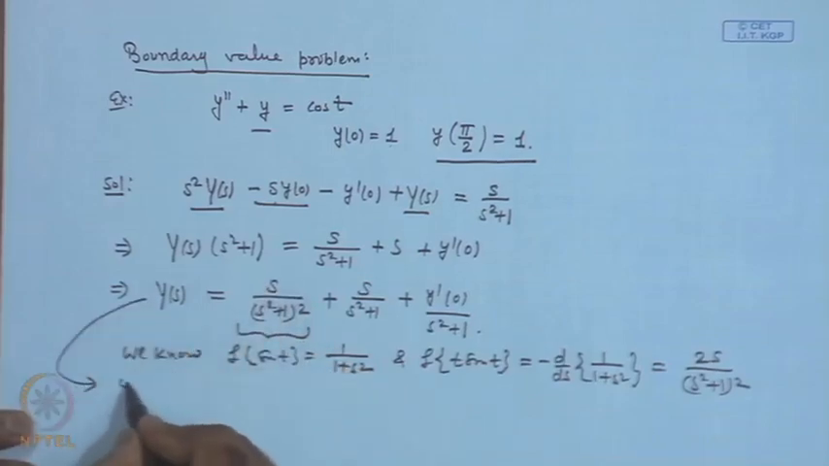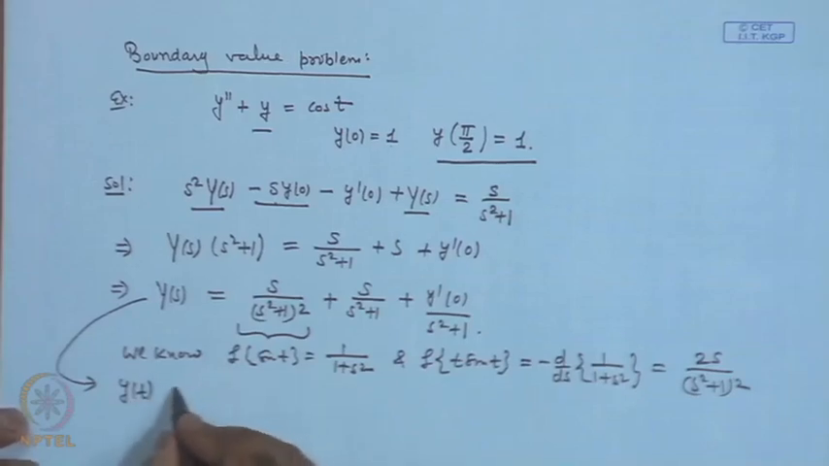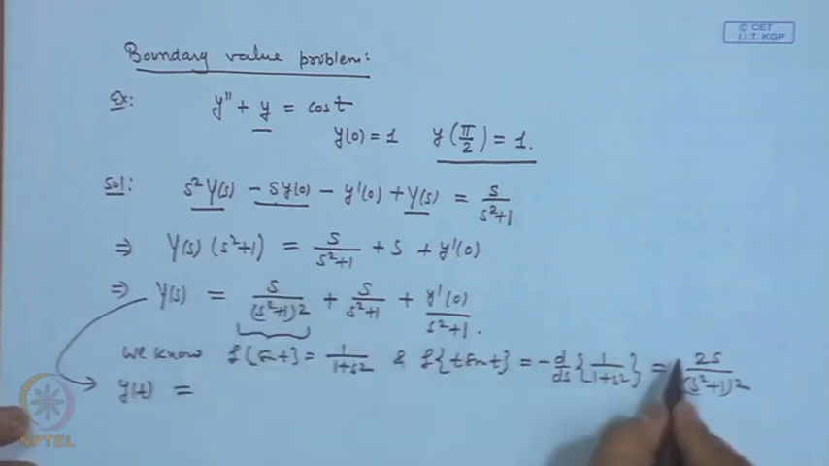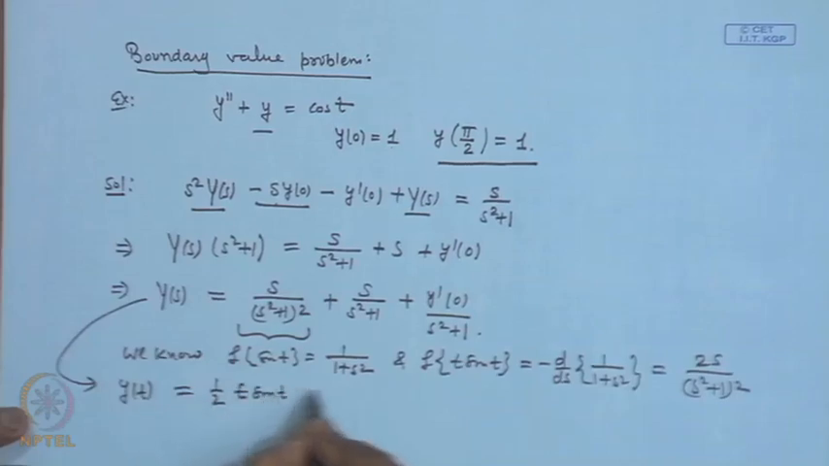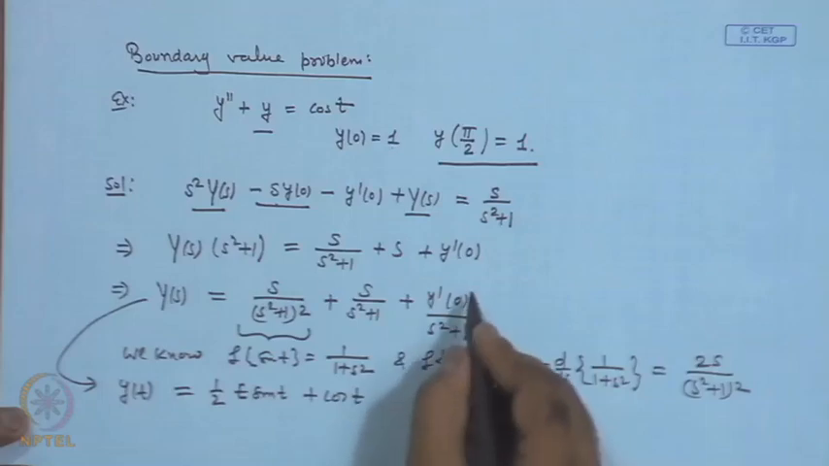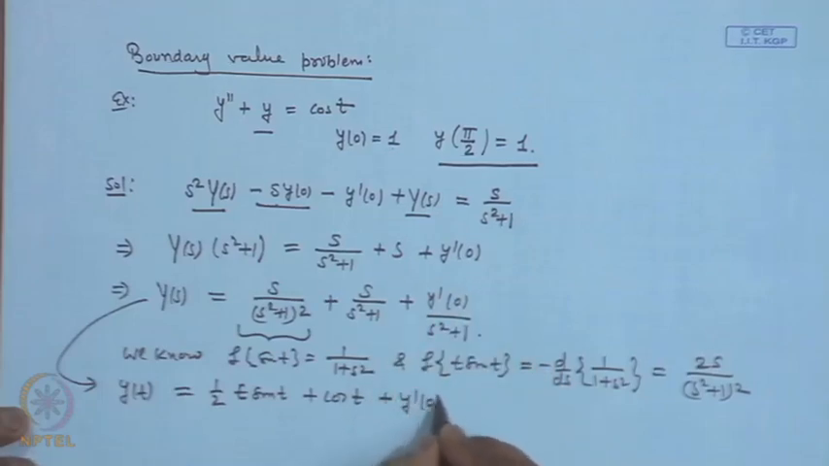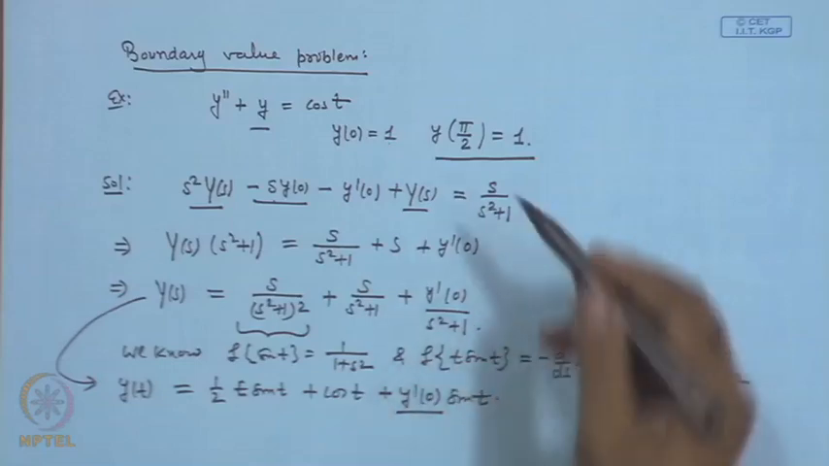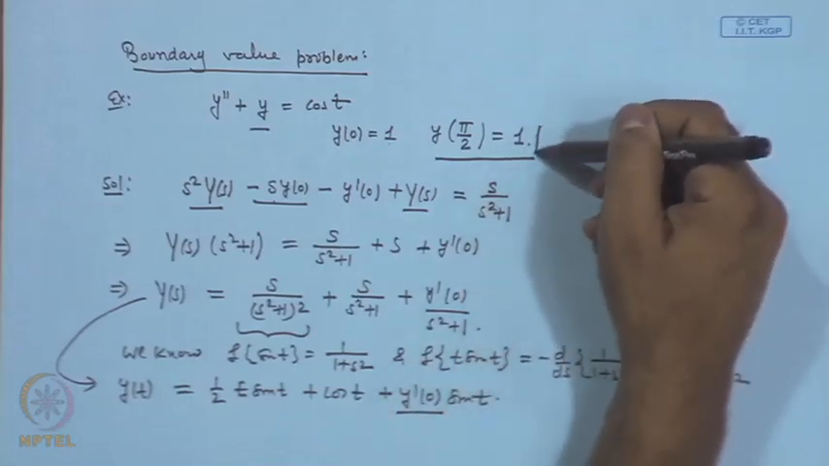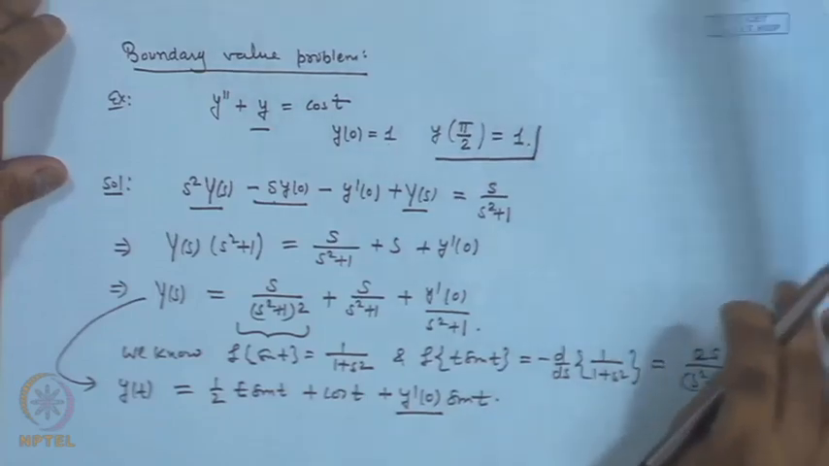So, if we take the inverse Laplace transform, y(t) will be here: the factor half will come, so half t sin t plus cos t, and here plus y prime(0) and then sin t. Now, the question is how to get this y prime(0), but we have a condition here that y at pi by 2 is 1. So, we can use that condition to get this y prime(0).